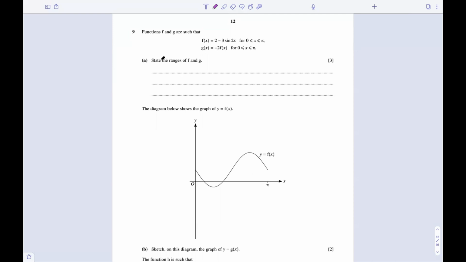In question 9, we have two functions f and g. f of x is 2 minus 3 sine 2x and g of x is minus 2 f of x. We have to find the range of f and g.